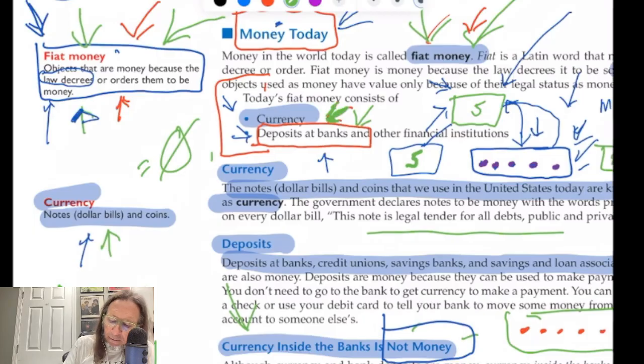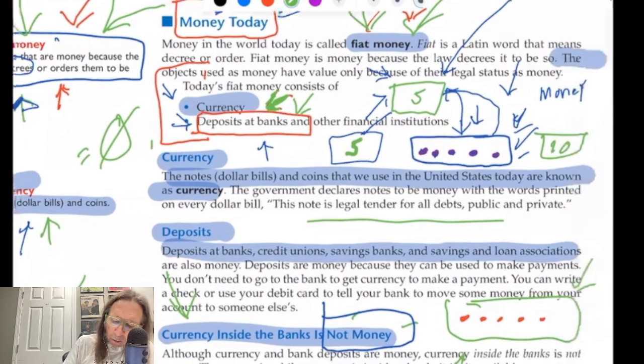So when we're looking at fiat money, we're going to look at it in the terms of currency. Okay, so fiat money is currency, and it's also deposits in a bank. One of the first things you have to remember is that when currency enters a bank, it's no longer money, which is complicated for people. So let's look at this little piece right here.